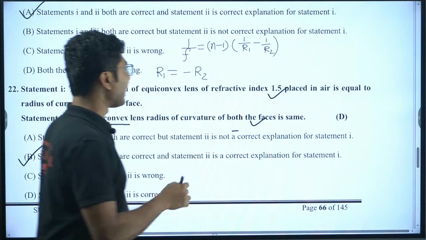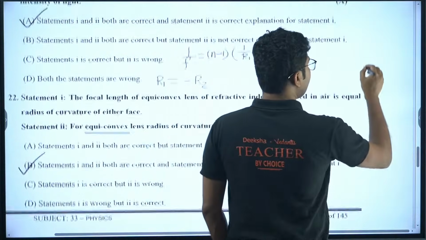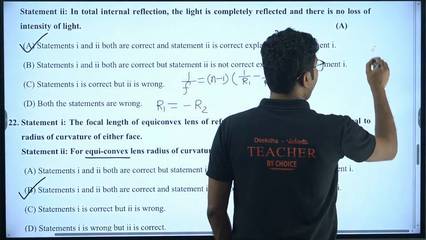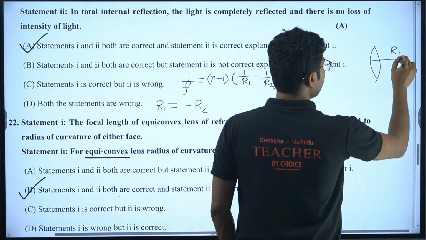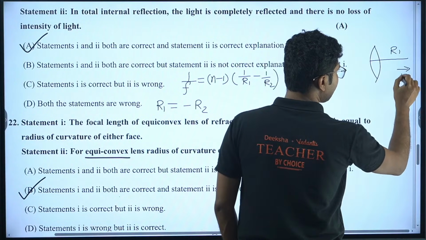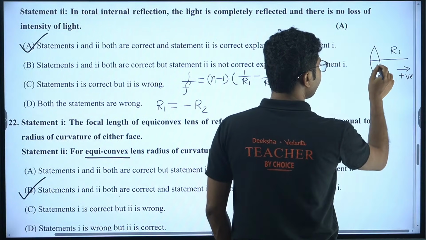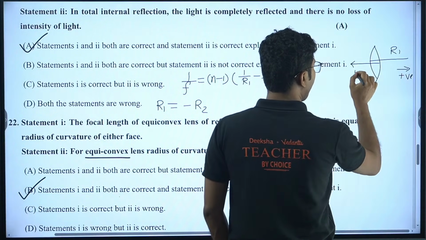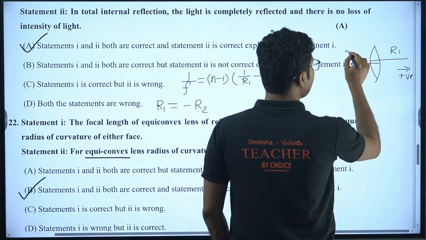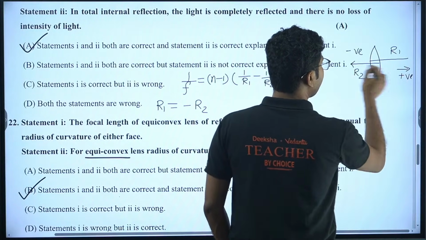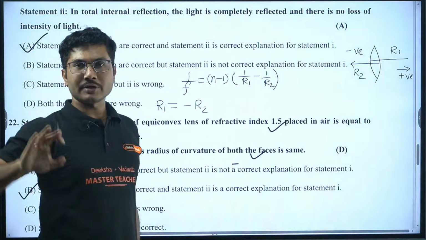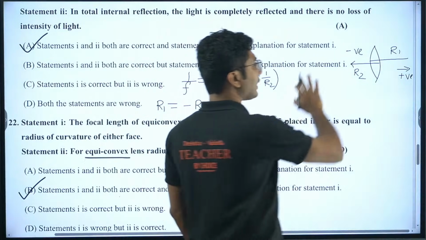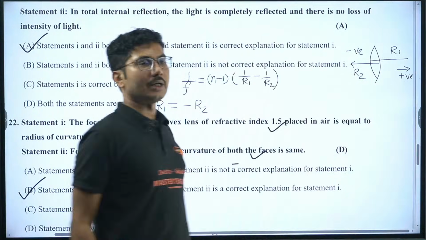Okay, why minus? So this is a lens. This side is R1. This is falling along the positive x-axis, so this is positive, and this is R2. This is R2 means this is along the negative x-axis. So negative x-axis means R2 is negative. Clear sign convention. If you had any doubt related to sign convention, then this should clear your doubt.